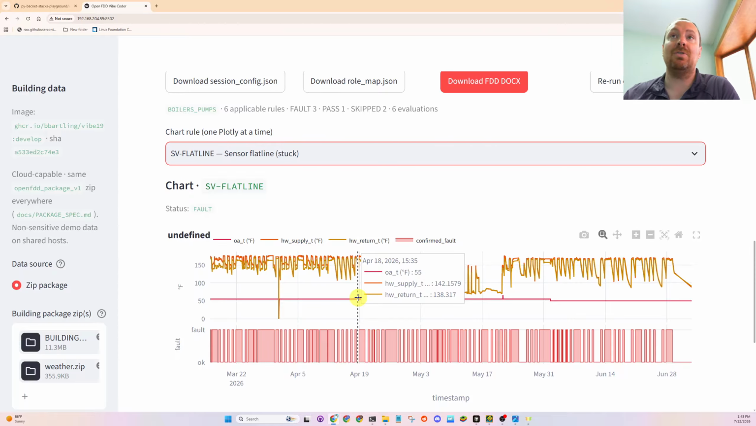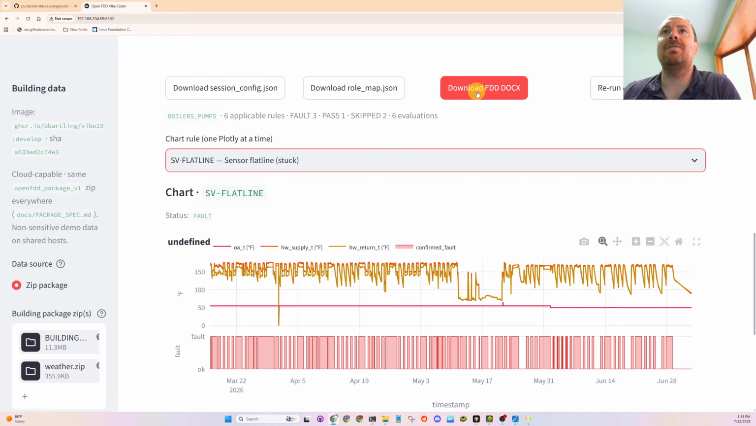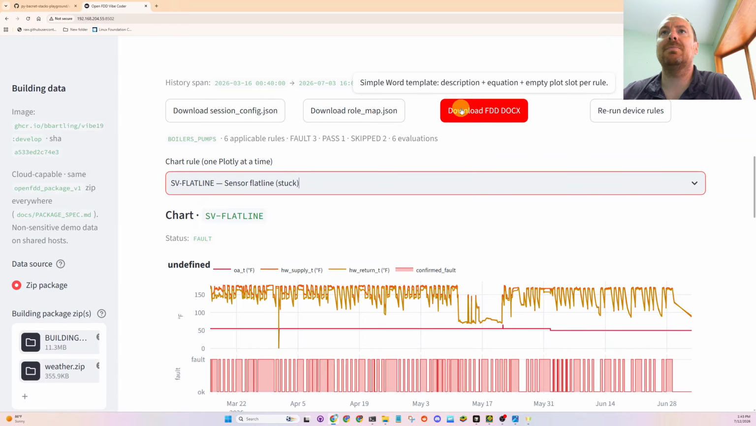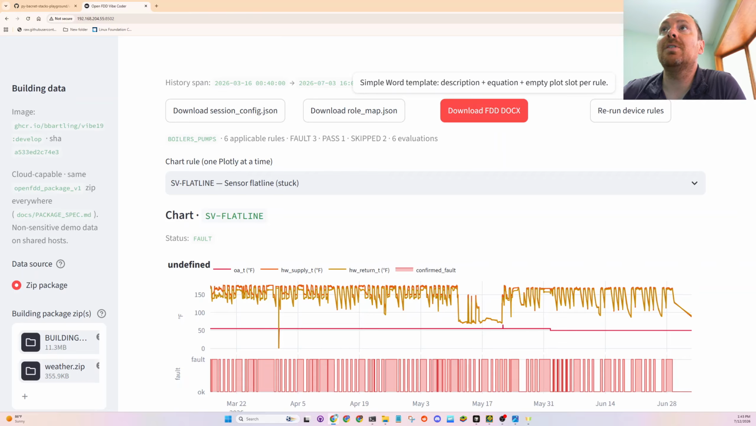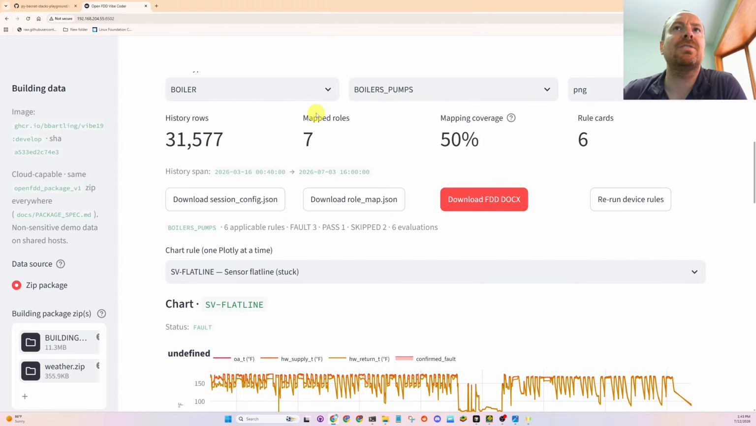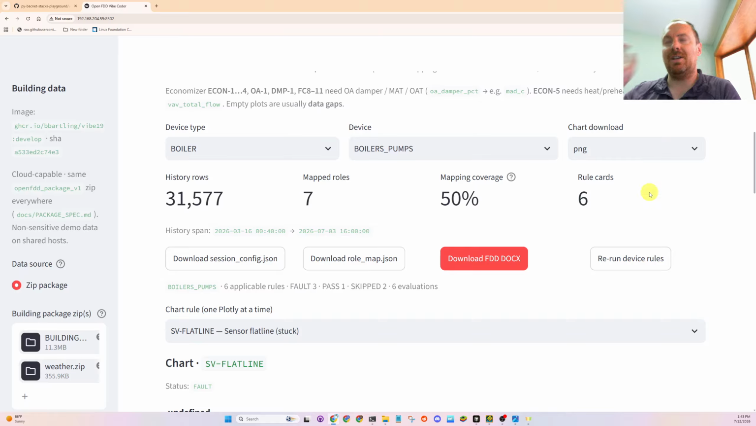And then I can show you this other feature. There's a pre-built fault detection, retro-commissioning style Word document that gets cranked out of here too. So the little web app will send you a Word document. I just downloaded it right here, one for each system. I guess I downloaded the boiler one.